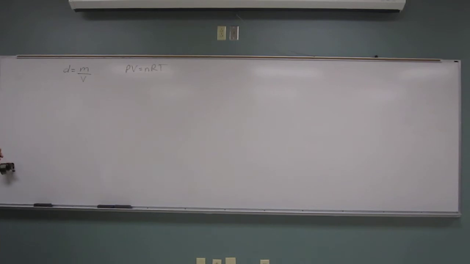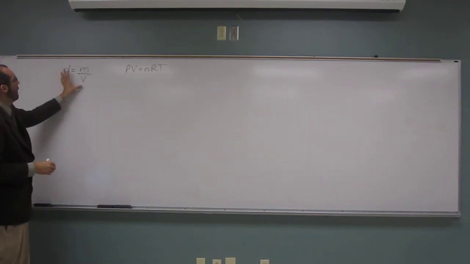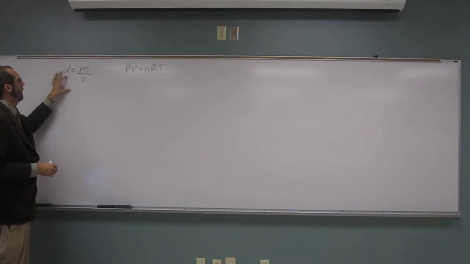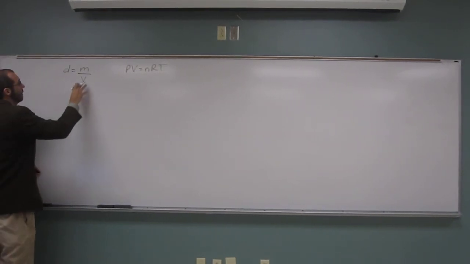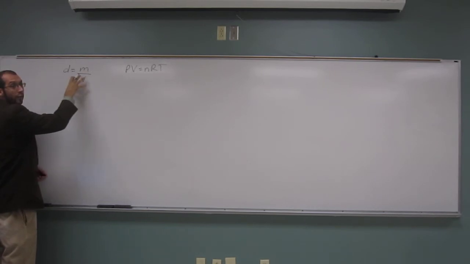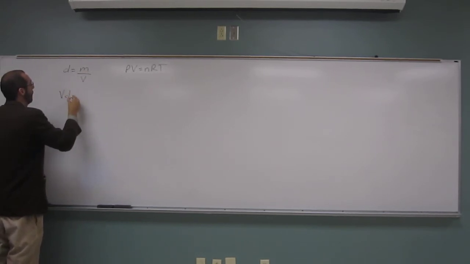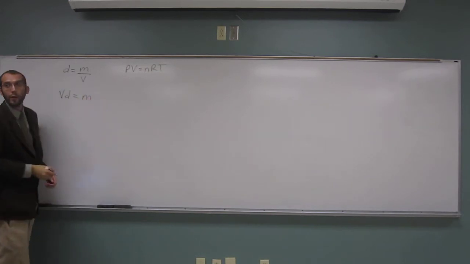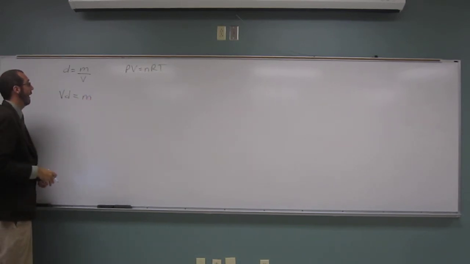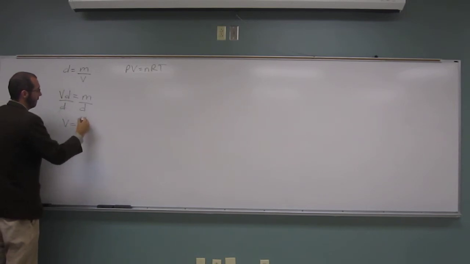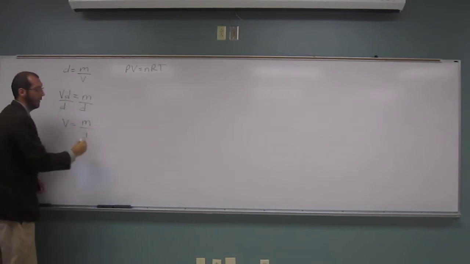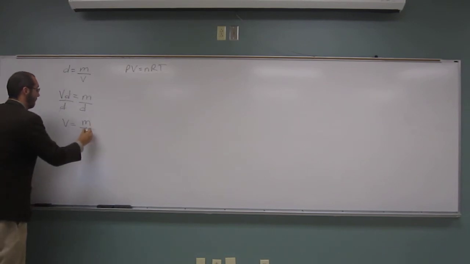So since we have that, right, we should be able to interconvert this to solve for volume, okay? So let's do that. Multiply both sides by V, right? So we're going to get VD equals M, right? And then divide both sides by D, right? So let's do that. We're going to have V equals M divided by D. Is everybody okay with that?